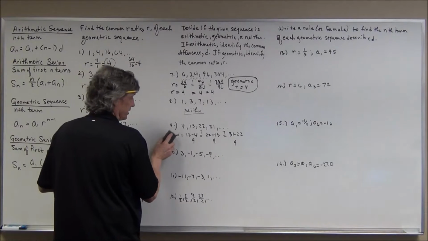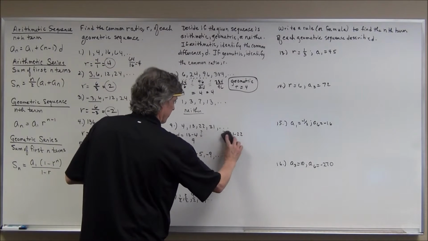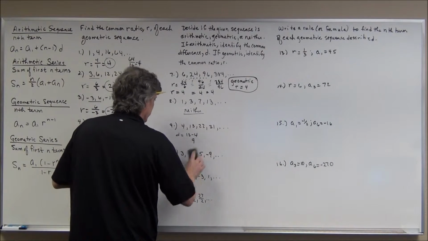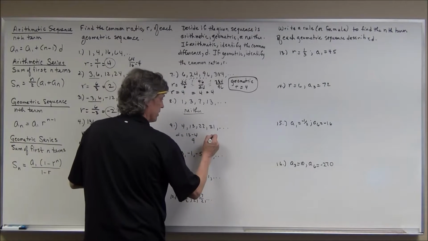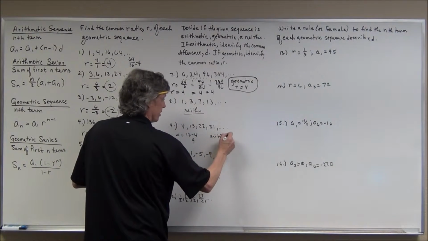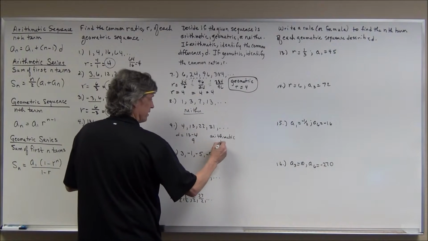Therefore, I'm going to erase this part here. It's arithmetic. I don't have to check for the other. And my common difference is 9.